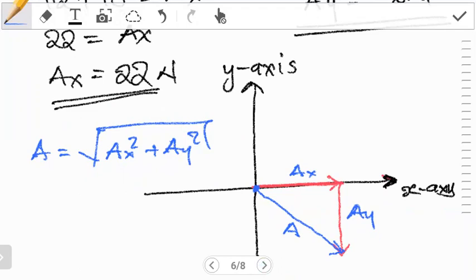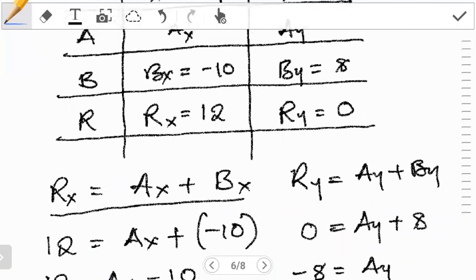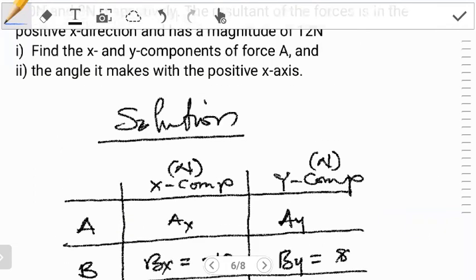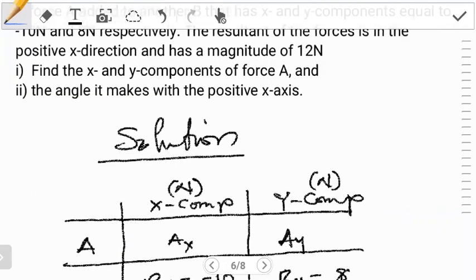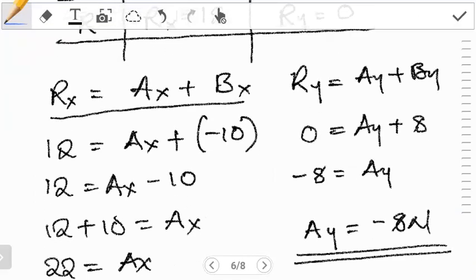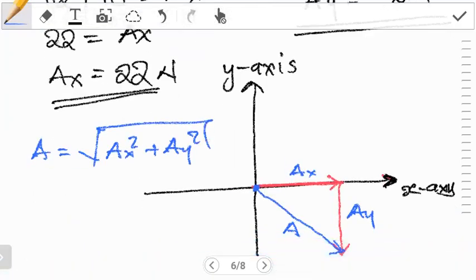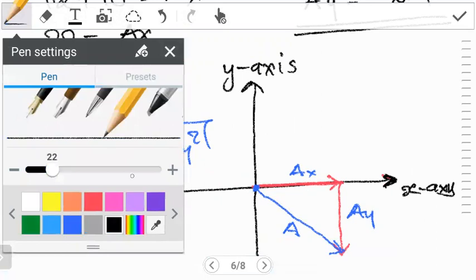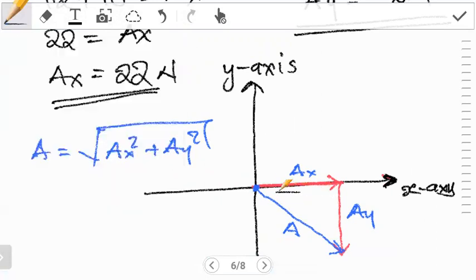Okay, now the next step remaining, if we go back to our question, the second part was asking us to find the angle it makes with the positive X axis. If I use my diagram here, I've already sketched this vector. I first have my A in X, my X component. That's what I drew first.